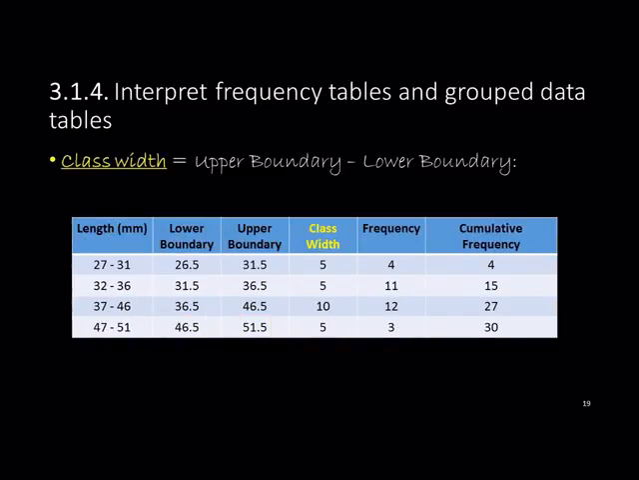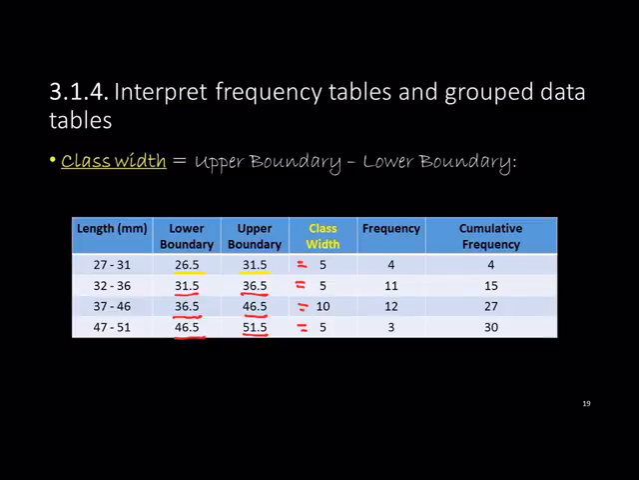So now we need the class width. And the class width is very simple. It is the upper boundary minus the lower boundary. So what we have here is 31.5 minus 26.5 equals 5. And 36.5 minus 31.5 also equals 5, but 46.5 minus 36.5 equals 10, and our last class, 51.5 minus 46.5 equals 5. So that's the class width.